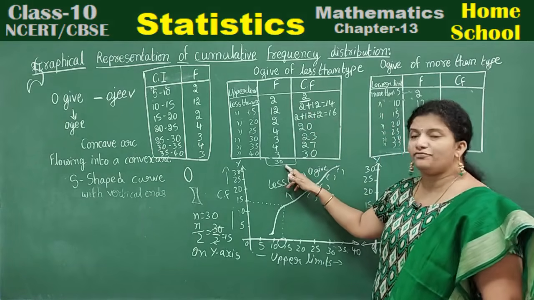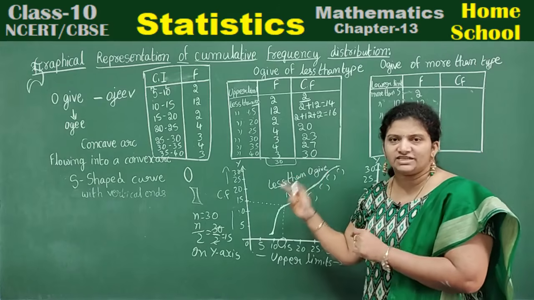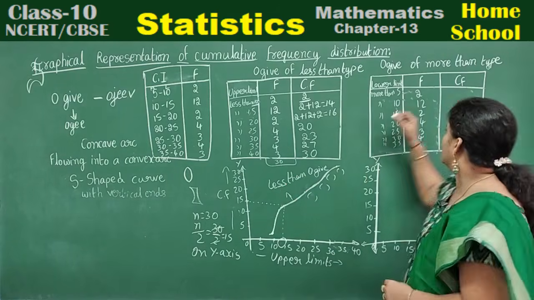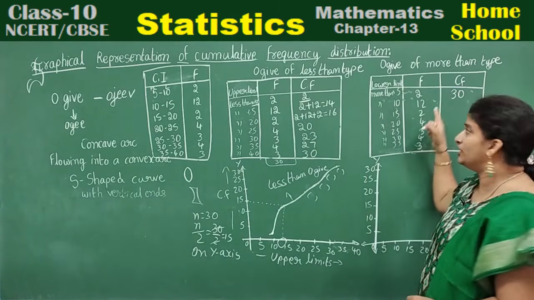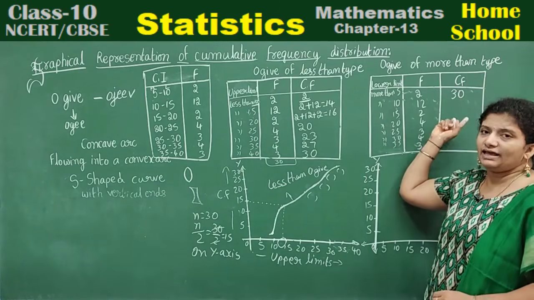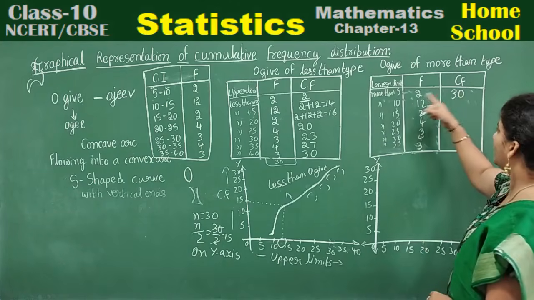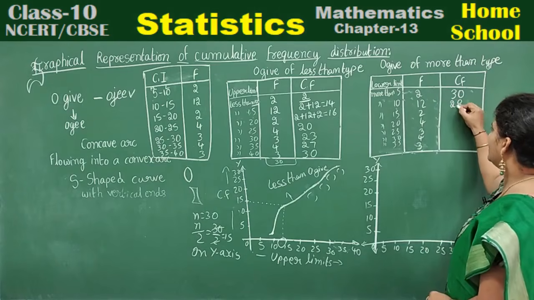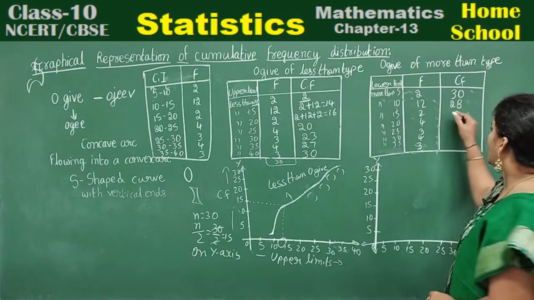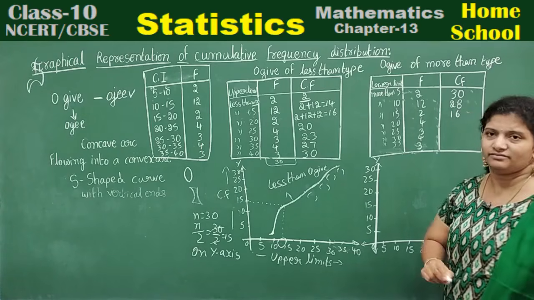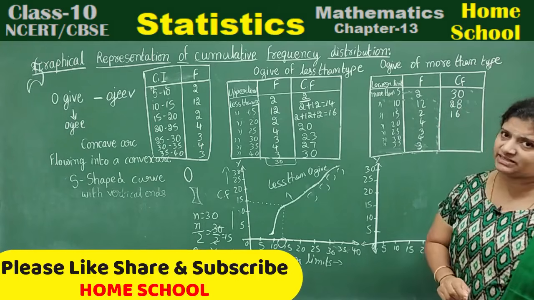First we should add the frequency. What is the total we are going to get? 30. First we need to start from the total number, write as it is. Sum of the frequencies value you need to write first, 30. Then in 30 you remove 2. 30 minus 2 will be 28. Then 28 minus 12, how much will it be? 16.